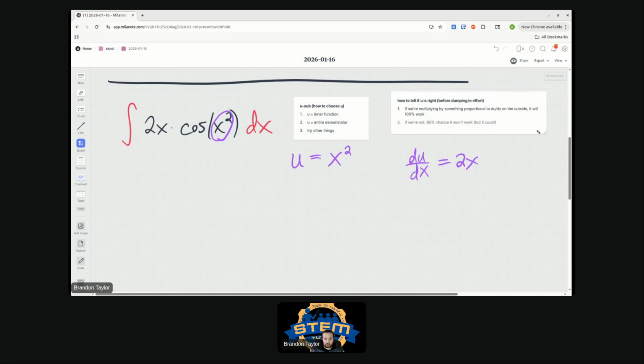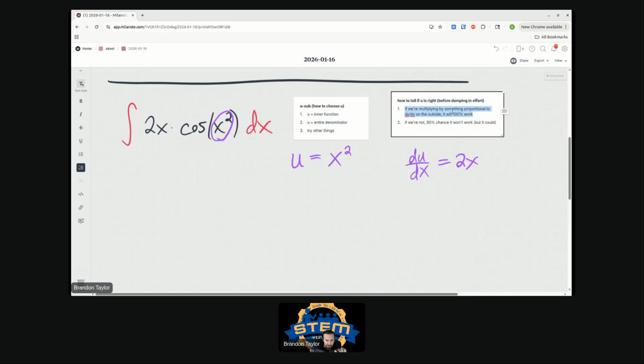I wish it were simpler than this, but it's not. So now what do I mean? But this is still valuable if you think about it, because by just quickly checking, you can be 100% sure if it's going to work before dumping in effort. So at least this will help the majority of the time, right?